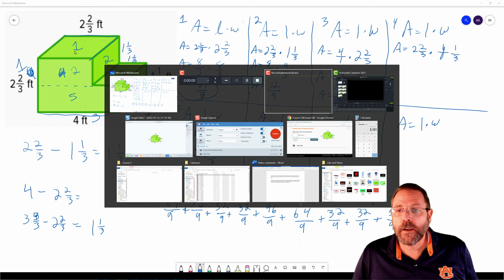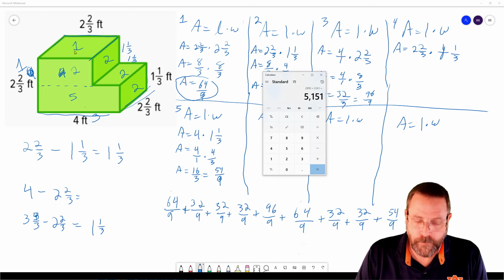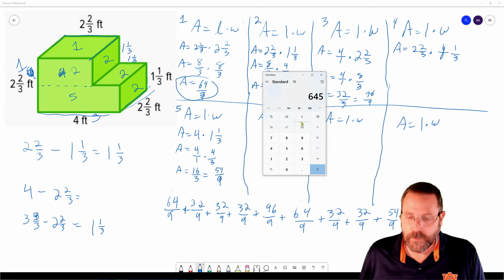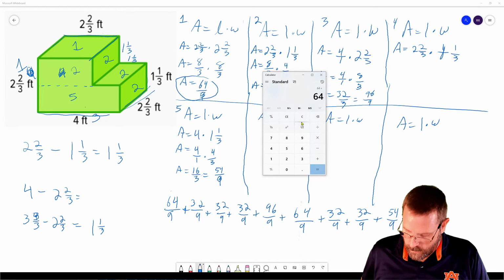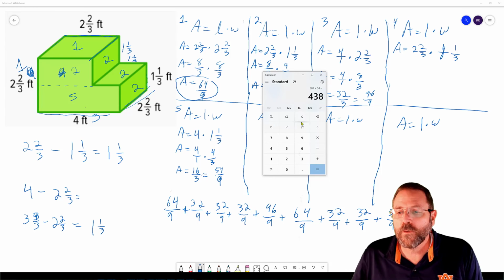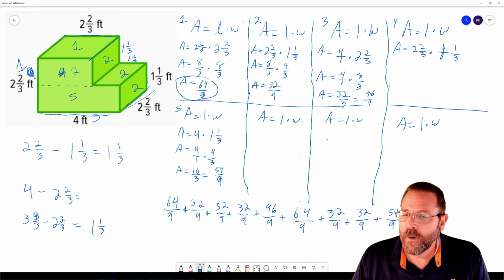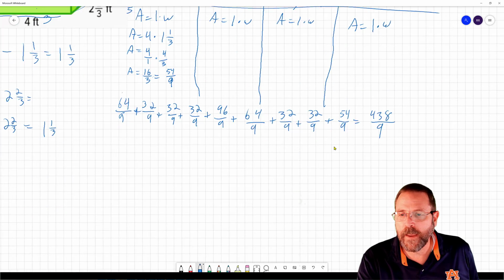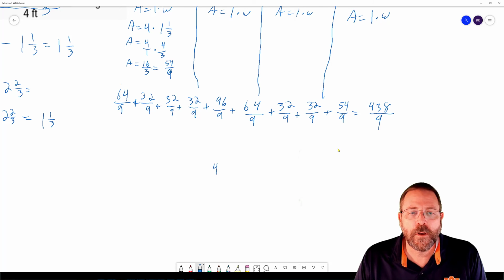Now I'm going to grab a calculator and I'm going to add those up really carefully. So we'll clear everything out so we have a clean start. I have 64, plus 32, plus 32, plus 32, plus 96, plus 64, plus 32, plus 32, plus 54. Fingers crossed we did our math right. We got 438 divided by 9. And now, last thing we have to do is put that into mixed number form.